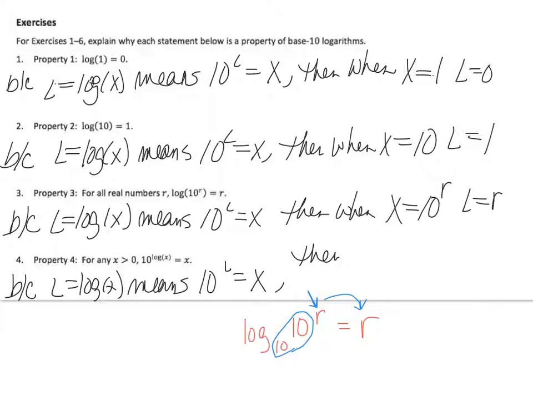Let me repeat that. What I've just said is property 4: for x greater than 0, 10 raised to the log x equals x. Because we know that L equals log of x means 10 raised to the L equals x. Then x equals 10 to the log x.